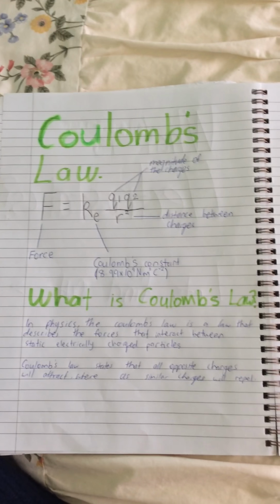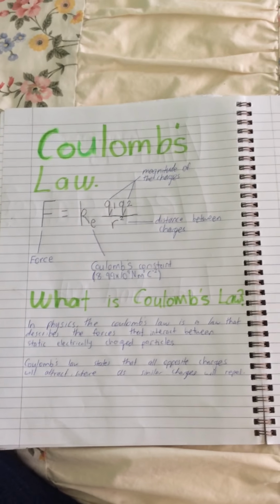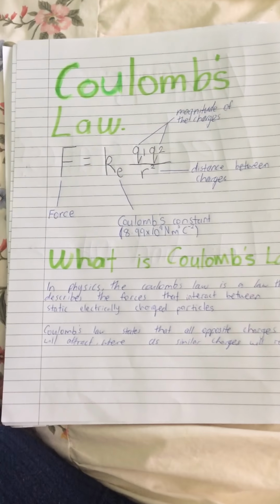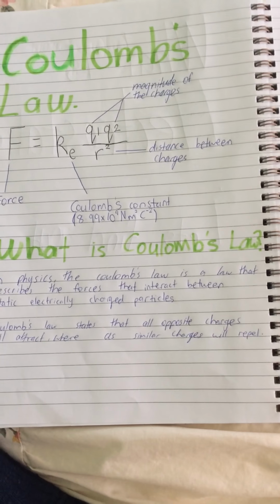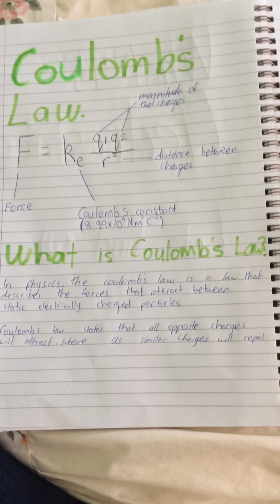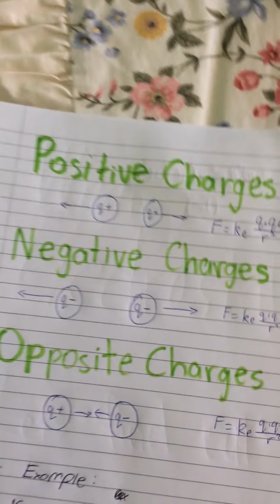What is Coulomb's law? In physics, Coulomb's law is a law that describes the forces that interact between static electrically charged particles. Coulomb's law states that all opposite charges will attract, whereas similar charges will repel. Well, here's an example of what I'm trying to explain.